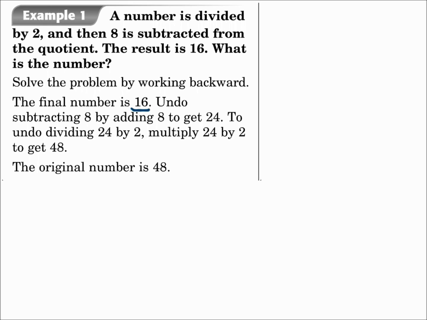Undo the subtracting 8 by adding 8. That's the opposite operation. That gives you 24. Then undo the dividing by 2 and multiply by 2 to get 48. So your original number was 48. Work backwards and do the opposite of each operation and do it in reverse order.